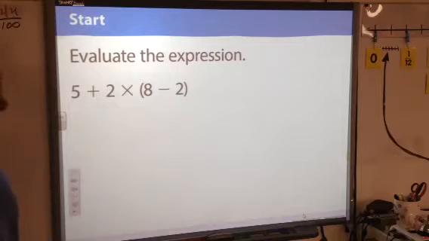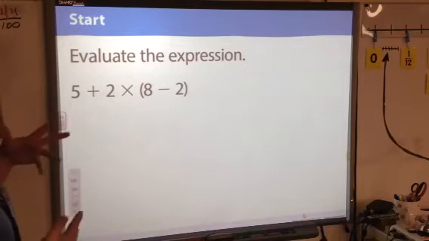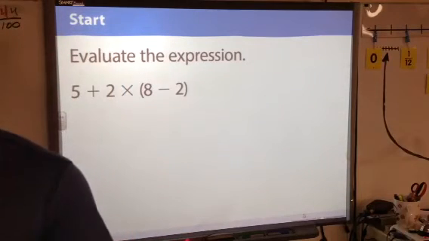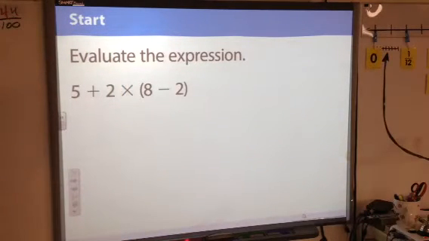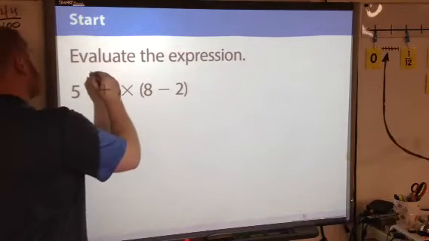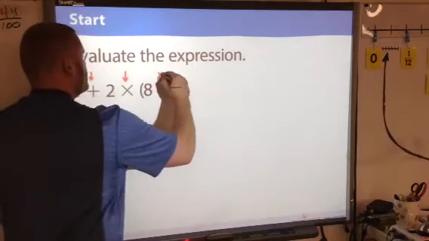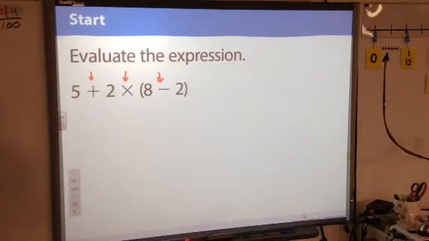Alright guys, so we're going to practice. You do not have this in your packet, but we're just going to start with a practice problem and evaluate it based off of our order of operations. Right off the bat, I see we have three operations: addition, multiplication, and subtraction. That's where I always start, with what operations I have.